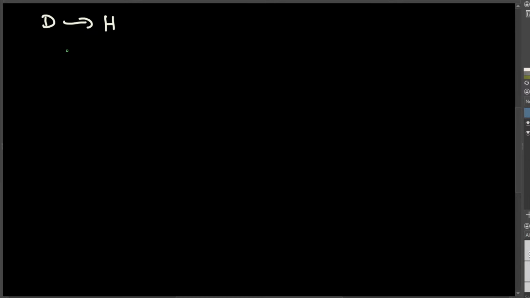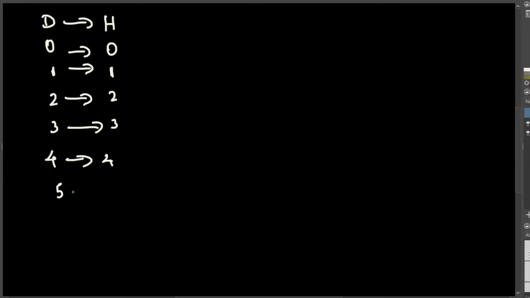So here, let's look at the equivalent. If it's 0 in decimal, hexadecimal is also 0. If it's 1 in decimal, hexadecimal is also 1. It goes up to 9 like that. 2 is equal to 2, 3 is equal to 3, and 4 is equal to 4. 5 is equal to 5. Then 6 is equal to 6. 7 is equal to 7. And 8 is equal to 8. 9 is equal to 9.